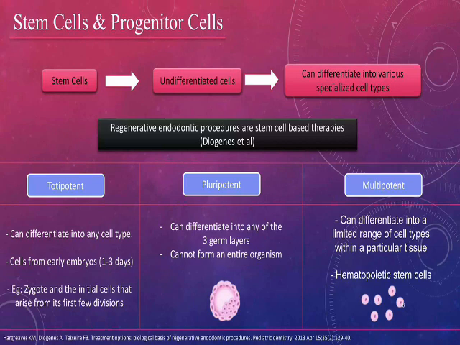The multipotent has a limited range of differentiation within a specific tissue, for example hematopoietic stem cells. Another classification is based on the sources. Autologous means from the same person, allogenic is from the same species, xenogenic is from a different species, and isogenic is from genetically identical organisms.